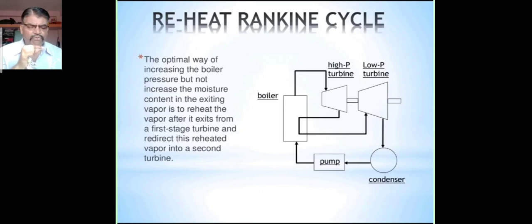The aim of the reheat cycle is to obtain high efficiency by using high pressure and high temperature steam, and at the same time to eliminate the problem of high moisture content at the turbine exit, so that the efficiency can be increased by making stages. What happens? The vapor is reheated after it exits from the first stage turbine and is redirected as reheated vapor into the second stage.